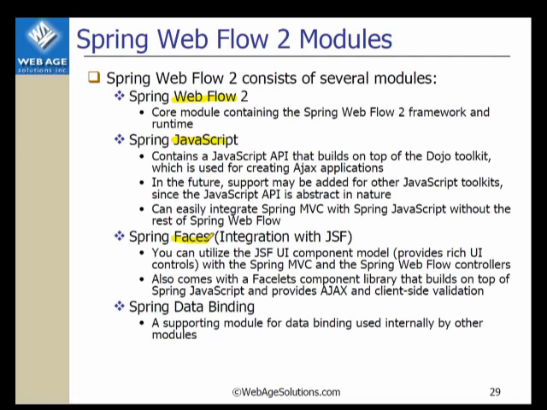So basically, you could use JSF view pages, but have the flow definition of the sequence of steps and everything still be in the flow definition file. Right? So there's an integration there as well. Here it talks about data binding, which is used internally by other modules. You don't use this as much as an end user, but it's one of the different modules that you've got.